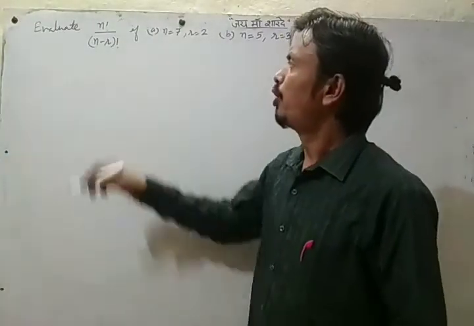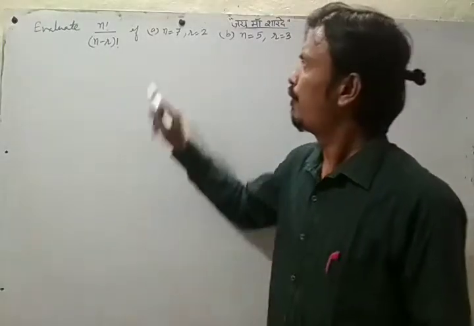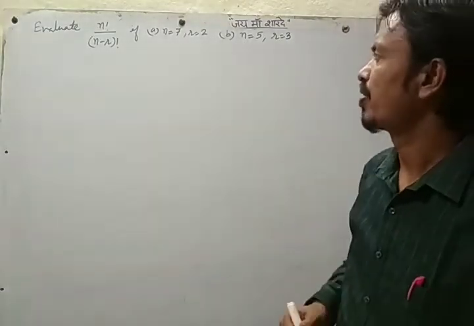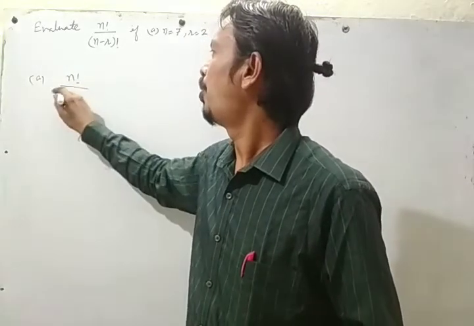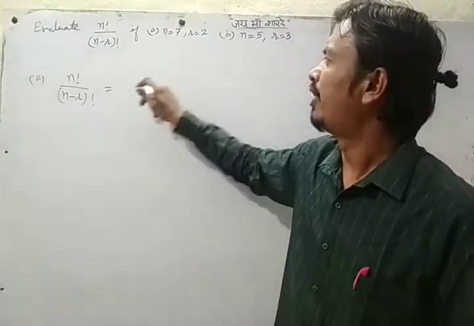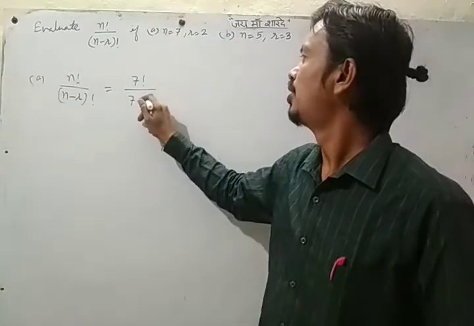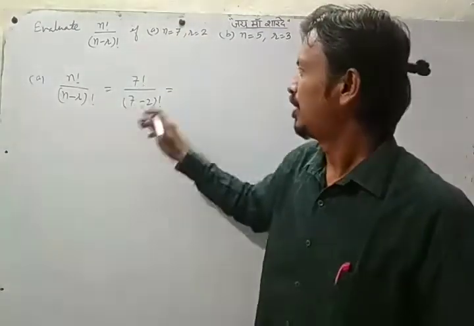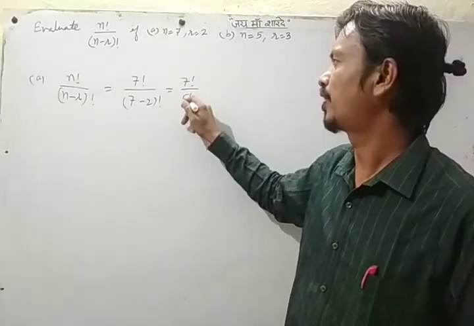Now we have to find the value of factorial n upon factorial n minus r, if n is 7 and r is 2, or if n is 5 and r is 3. So first case, factorial n upon factorial n minus r. The value of n is 7. So it is 7 factorial upon 7 minus 2 factorial, just put the values of n and r. Now factorial 7 as it is, and 7 minus 2 means 5 factorial.